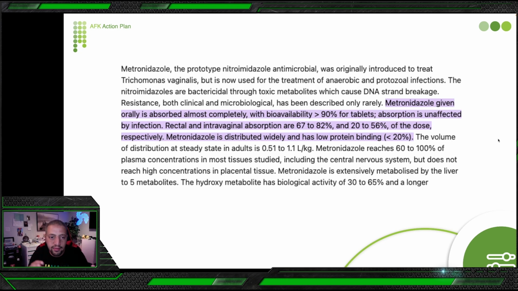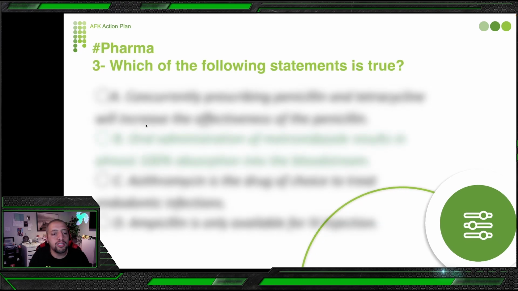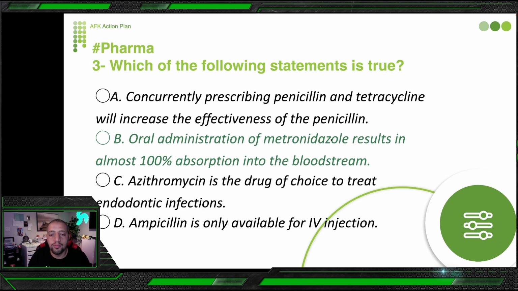And please, again, this question is just to train you: when you have an option that makes no sense, do not rule it out just because you don't know about it. You don't know about this one, but you are sure the other information is not correct. Okay, so the answer to this question is: oral administration of metronidazole results in almost 100% absorption into the bloodstream.